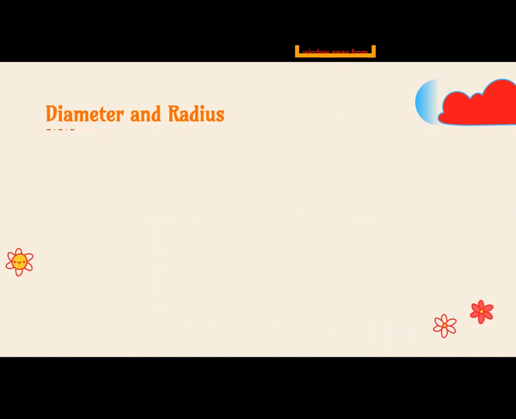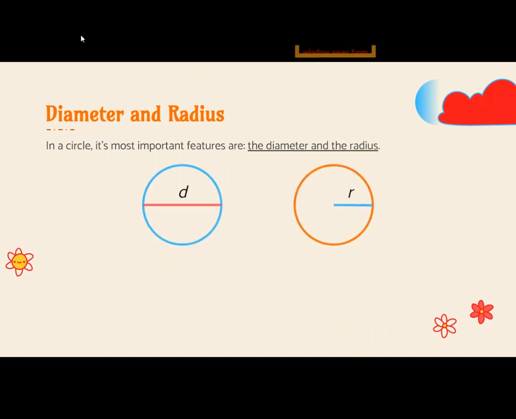We went over a little bit about the definitions, but what do they do? In a circle, the diameter and the radius are arguably among the most important features, right? Because the diameter is the widest point and the radius is half of that, but it's also the very exact definition of a circle. So we have the picture of a diameter here and a radius. And it's a very important relationship that diameter is equal to 2r.